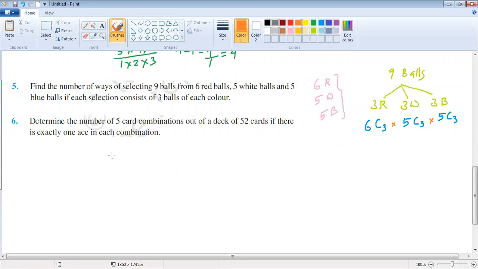Next question: determine the number of 5 card combinations from a deck of 52 cards.